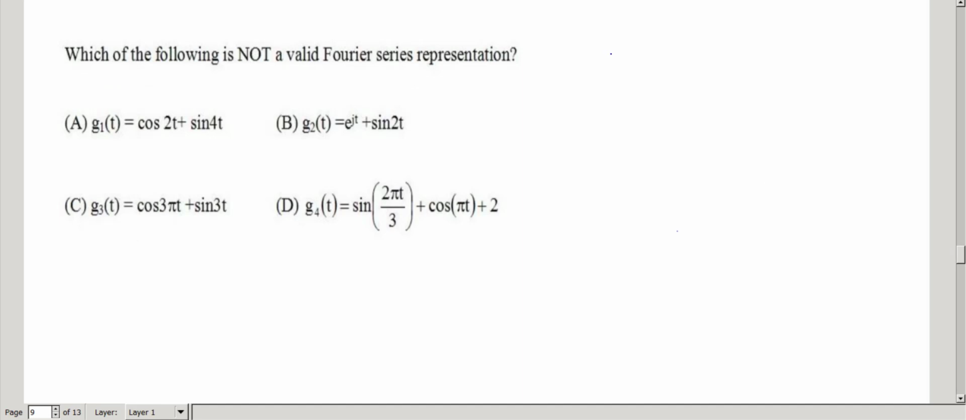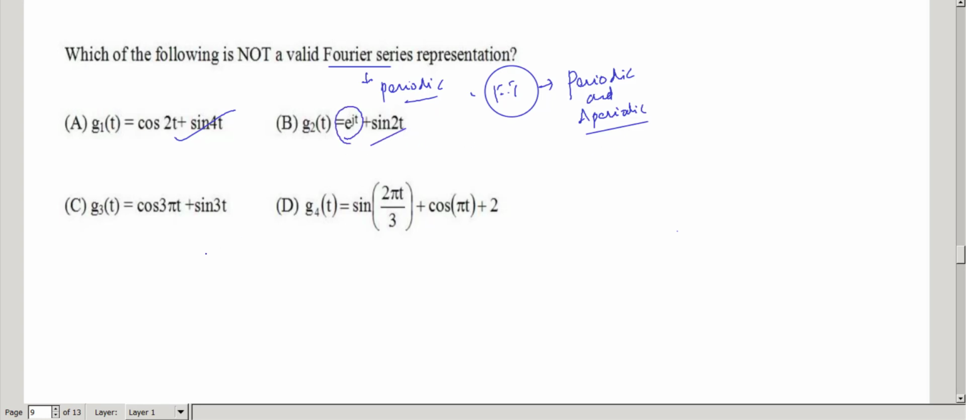Which of the following is not a valid Fourier series representation? We know that the Fourier series is for only periodic signals, whereas the Fourier transform is for periodic and aperiodic signals. So this is periodic. I think you know very well how to find whether a function is periodic. This is periodic, this is periodic, and this one is not a periodic function. So this is not a valid Fourier series representation.